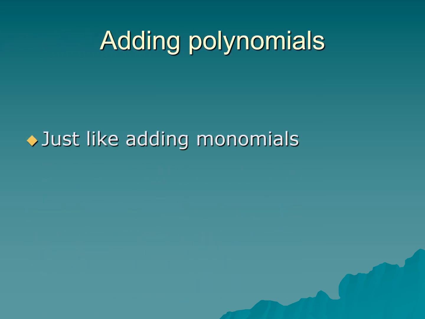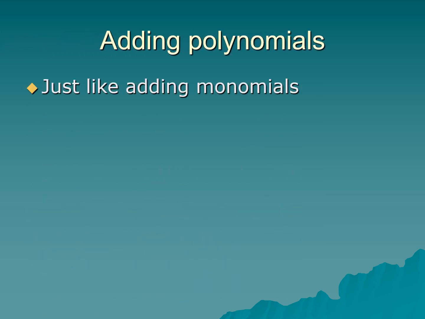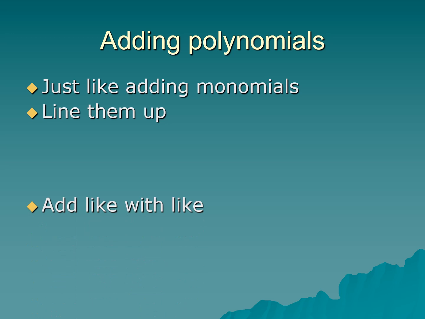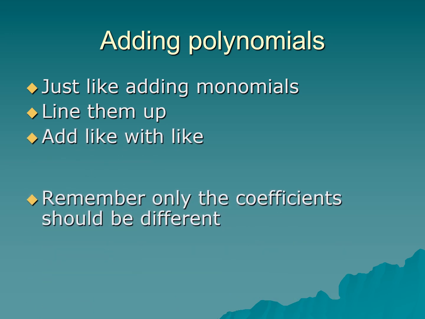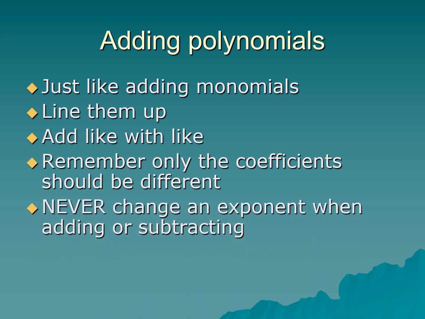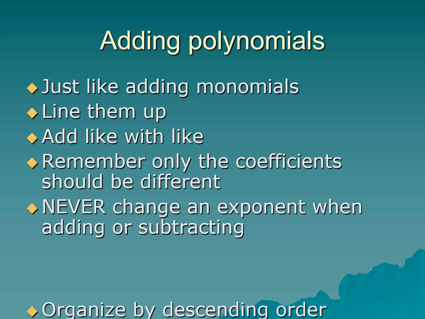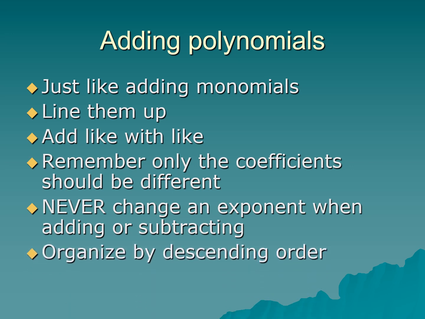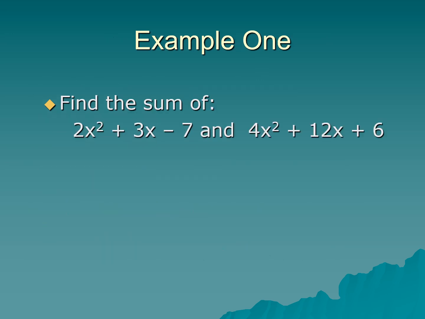In order to add polynomials, it's really basically the same as adding monomials. It's just more than one. I like to line them up. I think of old school addition where you would line them up like the hundreds with the hundreds, the tens with the tens. You want to add only like with like. And remember, only the coefficients should be different. So it's the same variable, same power. You never, ever, ever change an exponent when you're adding or subtracting. And then write your answer in descending order.